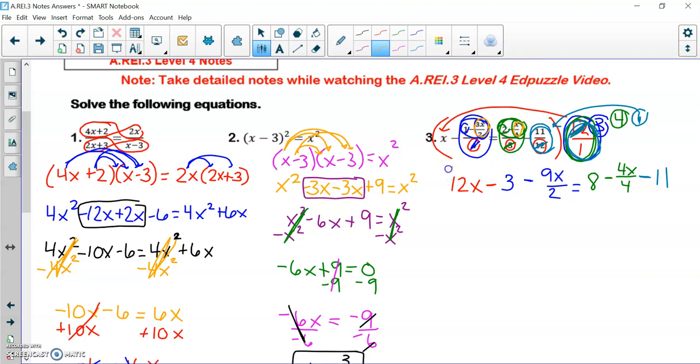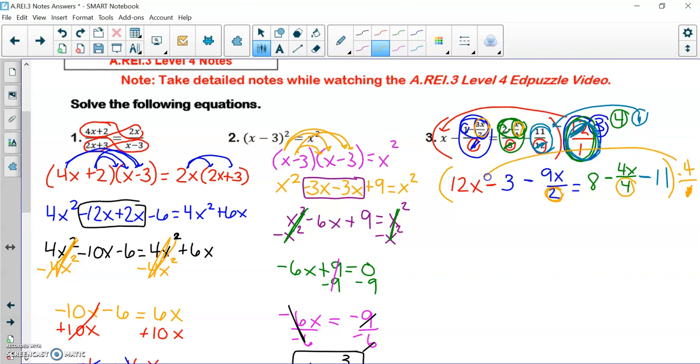Instead, what I can do is multiply my entire equation now by the common denominator of the two fractions that I have left. The common denominator of the two fractions that I have left would be a 4. So I'm going to multiply every term by 4 over 1. When you multiply every term in an equation by the same number, it does not change the value of your equation, it just changes how it looks.